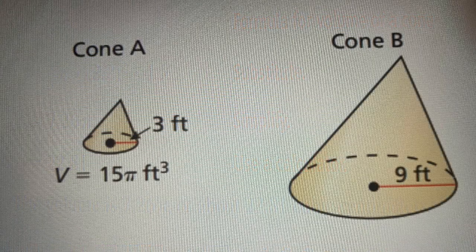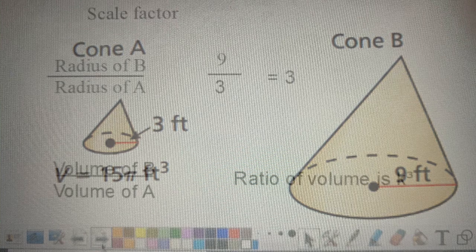All right, one more problem. This time we have cone A and cone B, and they are similar. It tells me that in the directions. I know that cone A has a radius of 3 and a volume of 15 pi cubic feet. Cone B, I know, has a radius of 9. Well, the first thing I need to do is find the scale factor, the radius of B over the radius of A, because that's what I know. And when I simplify it, it equals 3.